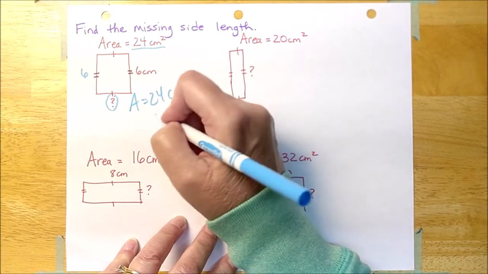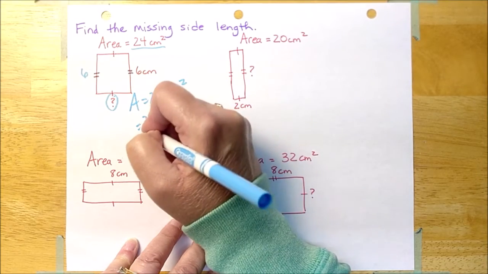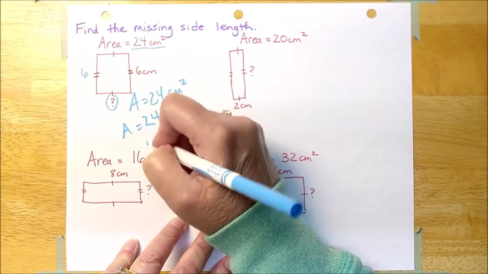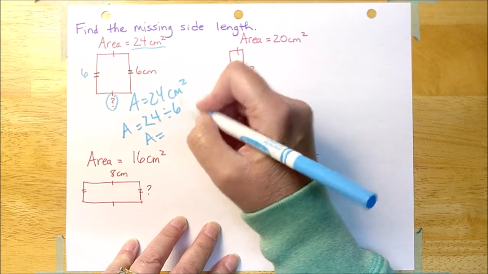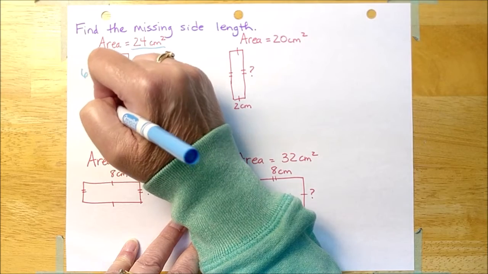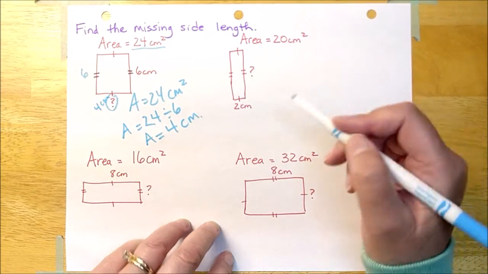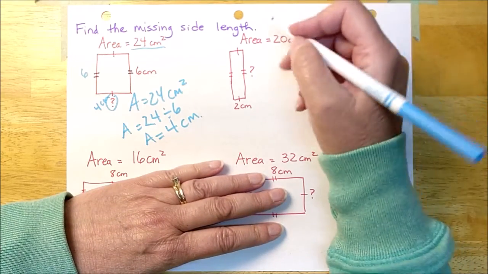And I know one side is 6, so I know that 24 divided by 6 will give me my area. So area equals 24 divided by 6 is 4 centimeters. So this side I don't know is 4 centimeters, and that works because 6 times 4 is 24. I'll do one more and then I'll leave you to do 2 on your own.